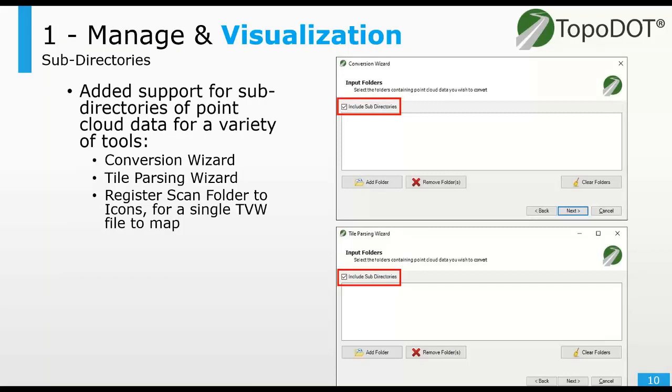All right, diving into the first category, management and visualization, we have added support for subdirectories of point cloud data. This is found in the conversion wizard, the tile parsing wizard, and also the register scan folder to icons, which ultimately gives us a TVW file. In some cases, all your data is in one folder, and that's it. But there are individuals dealing with multiple projects or multiple data sets on the same project, all in subfolders, and you want to keep it organized that way. So that's why we added this subdirectories option to help with that.